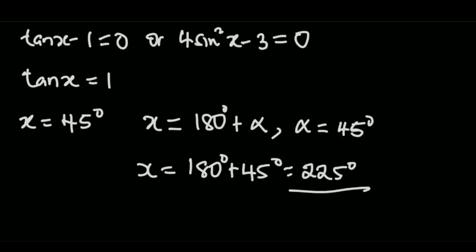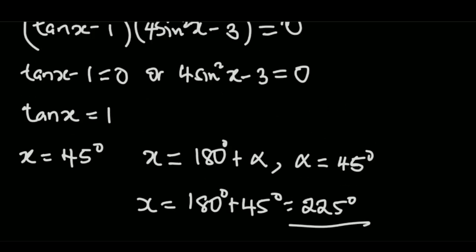So for the first case, we obtain x to be 45 degrees and also 225 degrees, as these are the two angles that give us 1 as the value for tan. Alright, so now we'll move on to the next part.